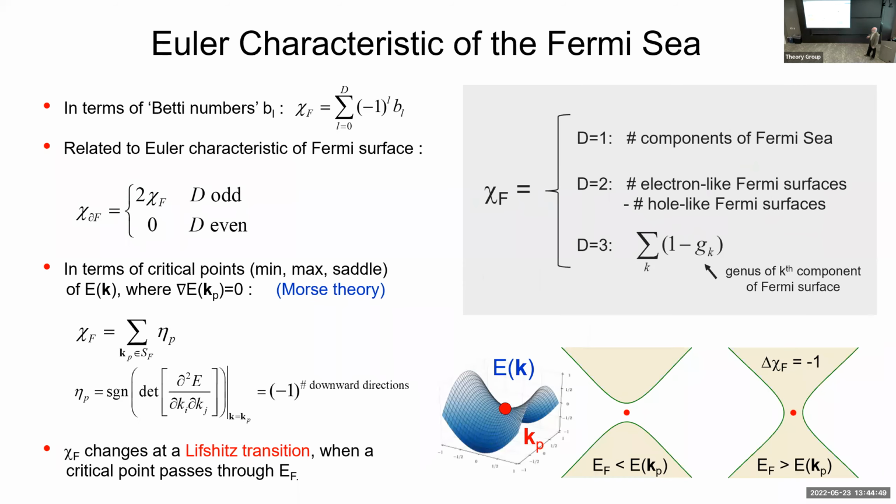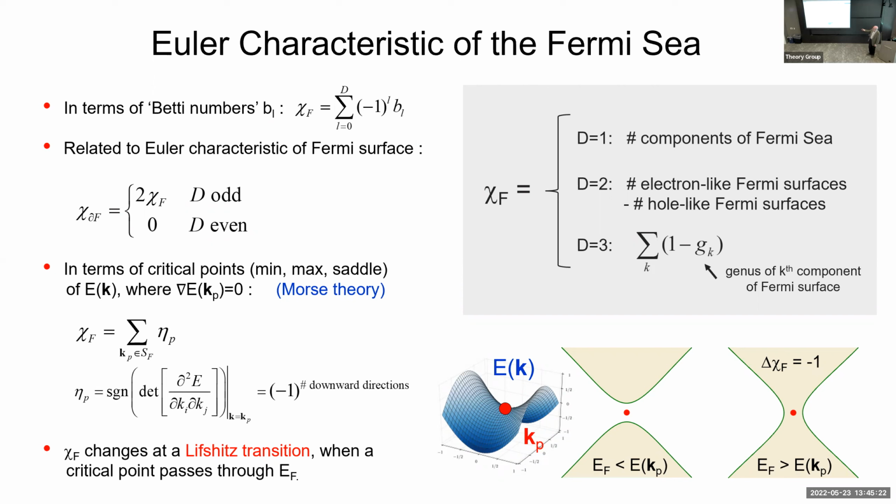So, let me tell you about the Euler characteristic. This is a general thing that you learn about in math class. One of the formulations of the Euler characteristic is in terms of the Betti numbers, which count the number of closed cycles that you can have in the system. But if I apply it to Fermi surfaces in one dimension, this Euler characteristic just counts the number of components of the Fermi surface, precisely the thing that the Landauer formula is counting.